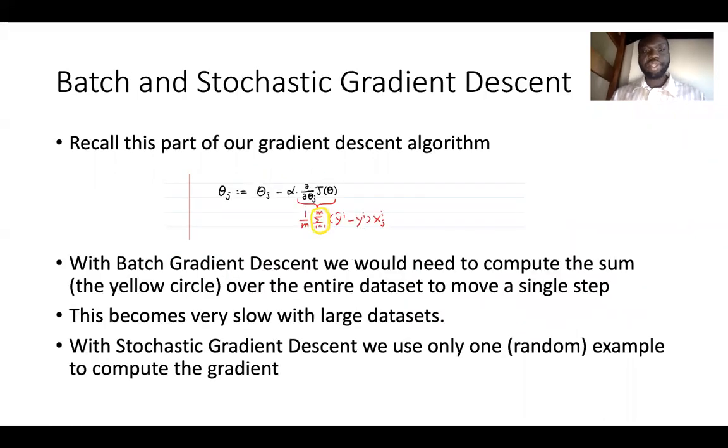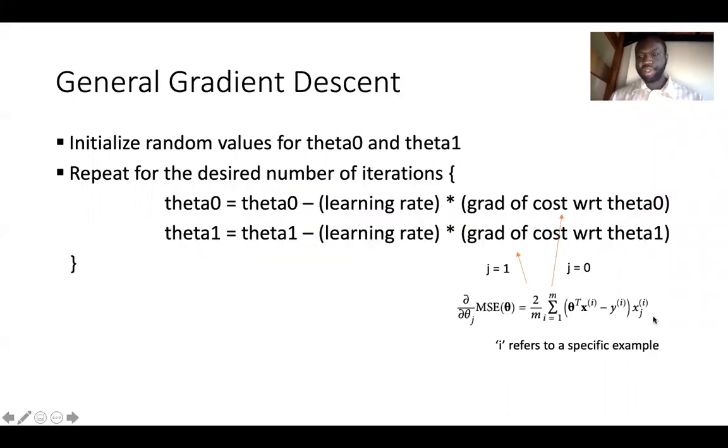So with gradient descent, there are 3 types. There is batch, there's stochastic, and then there's mini batch. I want to talk about batch and stochastic gradient descent. In this formula here, we're iterating from 1 to M, where M represents the total number of examples, right? So if we have 5 examples, M will be 5. We will do this 5 times.